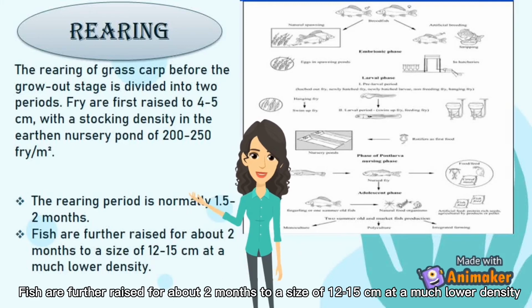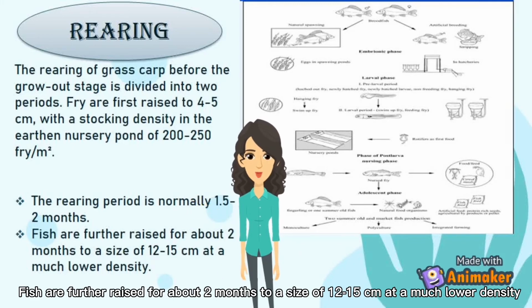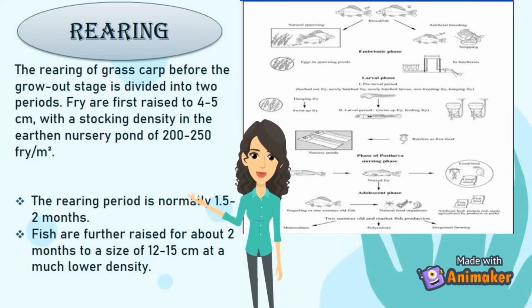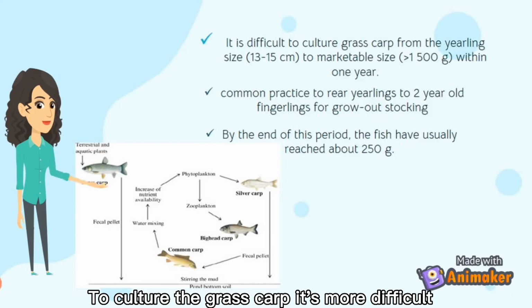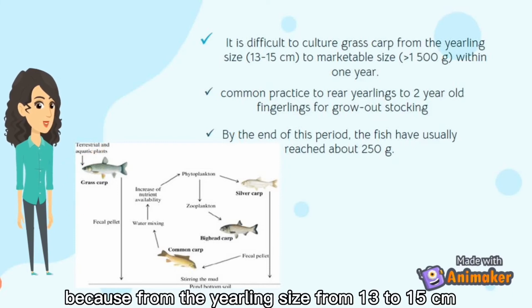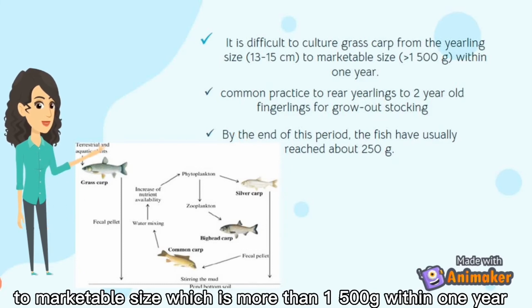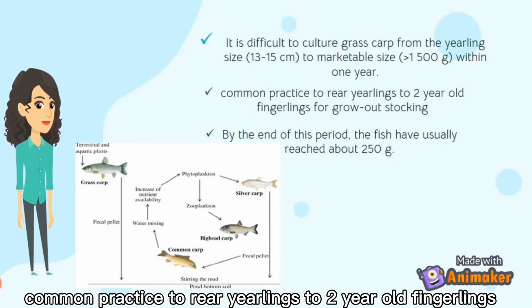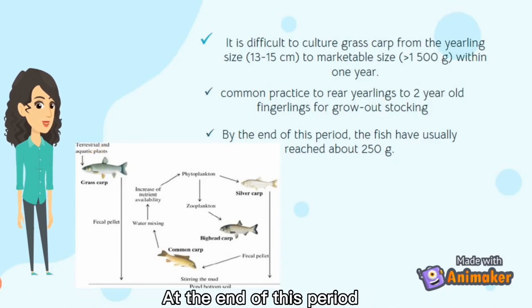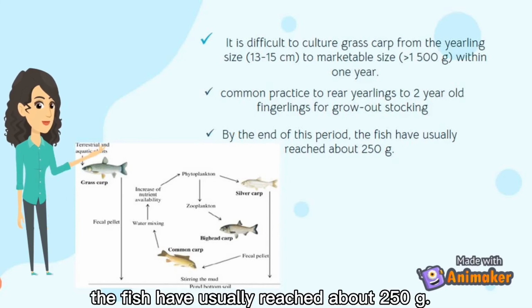Fish are further raised for about 2 months to a size of 12 to 15 cm at a much lower density. To capture the grass carp is more difficult because the yearling size is about 13 to 15 cm, up to marketable size, which is more than 1,500 grams within 1 year. The common practice is to rear and release 2 to 3-year-old fingerlings for grow-out stocking. At the end of this period, the fish have usually reached about 250 grams.